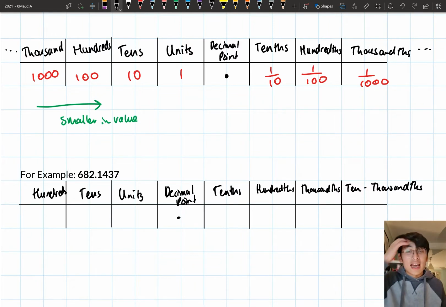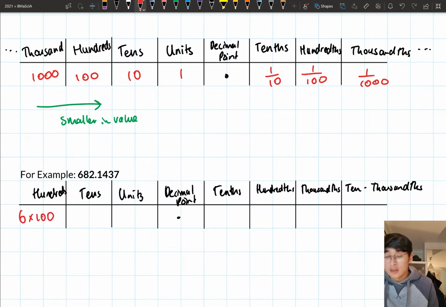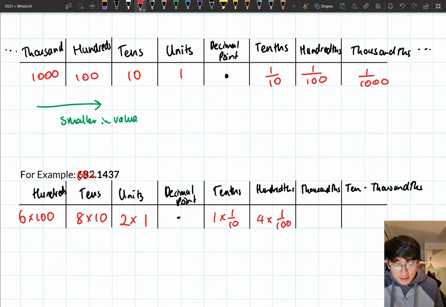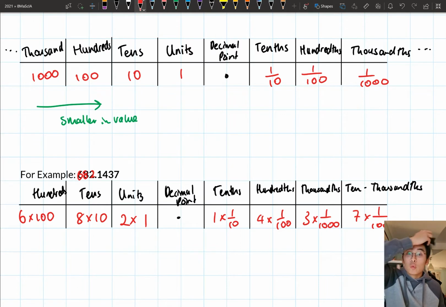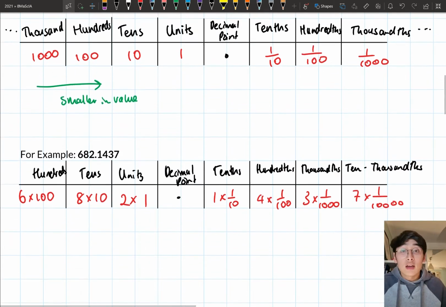So when I have my number 682.1437, what this means is that in my number, I've got 6 lots of 100, and then I've got 8 lots of 10, and 2 lots of 1. I'm just reading my digits here and matching up where these fit in. I've got my decimal point. I've got 1 tenth, 4 hundredths, 3 thousandths, and 7 ten thousandths. And so that's how we would write out this full number. It's breaking it down into those different place values. Where your digit is in your number, I should say, represents different place values. So that's how we write out these full numbers.